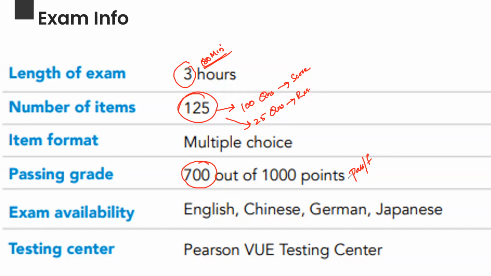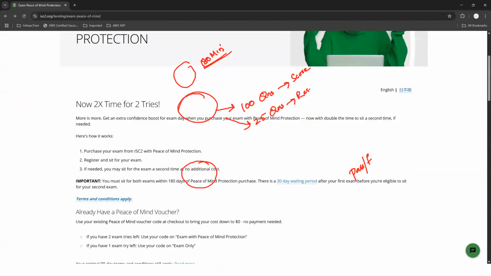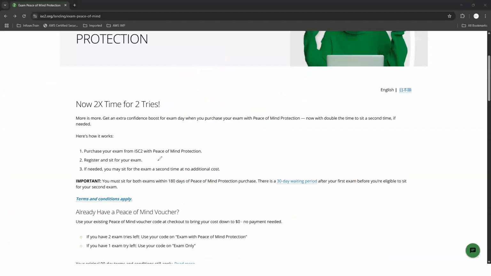The third most important point is that there is now a peace of mind offer running. That means as of now, while we are taking this webinar, there is a peace of mind offer from ISC2, which will give you one more attempt. When you book the exam, if you also purchase the peace of mind voucher, they will give you one more exam attempt.